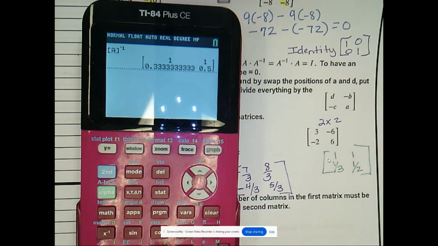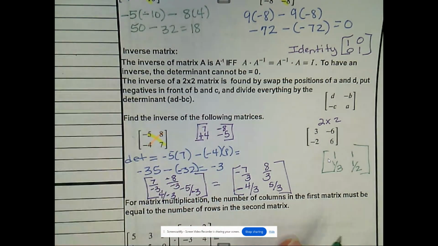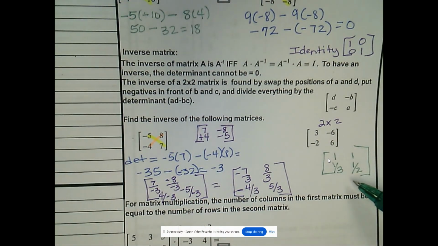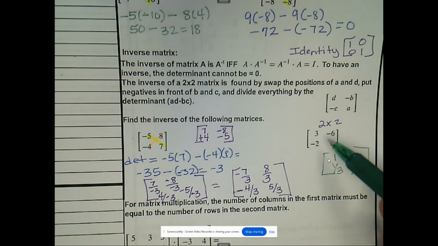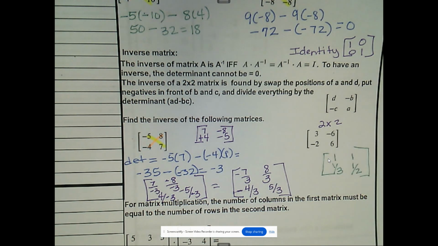And we're done. It actually takes longer to put stuff into the calculator than to do the math with it once it's in. So it makes it quick and easy. Remember, if your determinant is 0, it won't work. 3 times 6 is 18. 6 times -6 times -2 is +12. 18 minus 12 is 6. So the determinant was not 0.